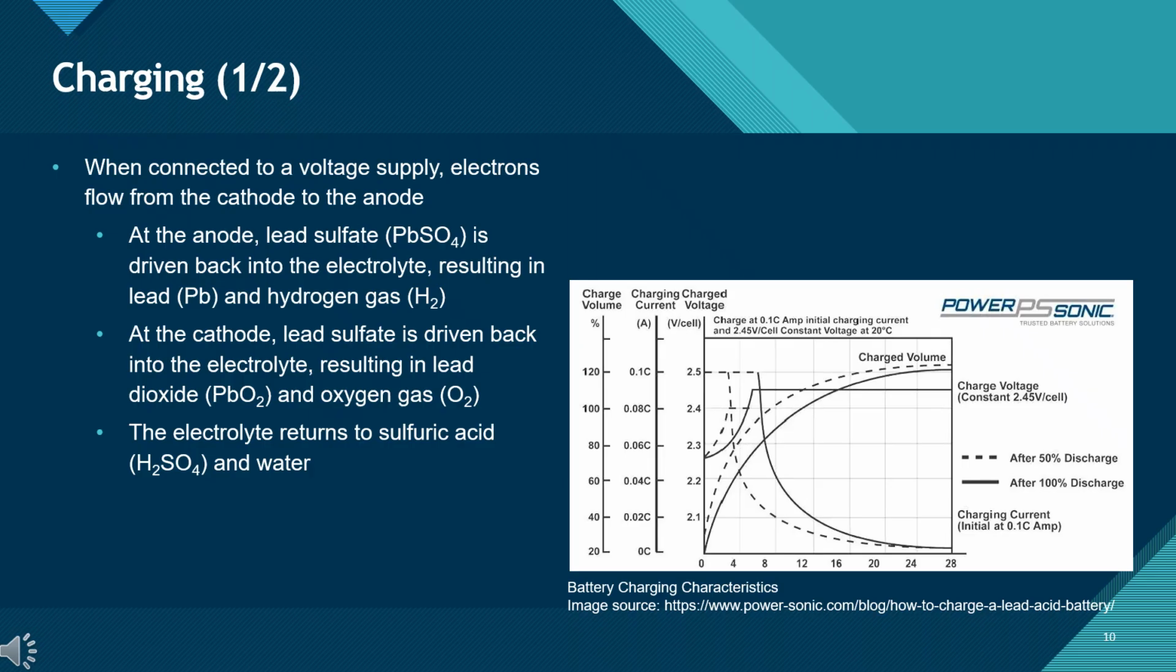The graph on this slide shows the charging characteristics of a lead-acid battery. Notice how the charging current starts high and gradually decreases as the battery fills, while the voltage rises and stabilizes. This pattern reflects the chemical reactions reversing during charging.